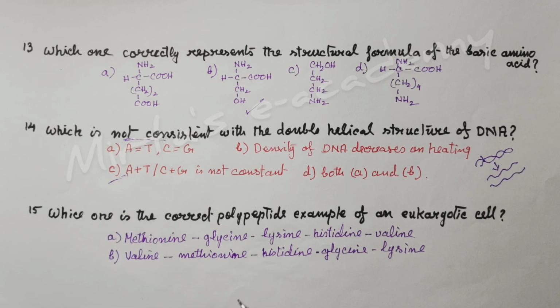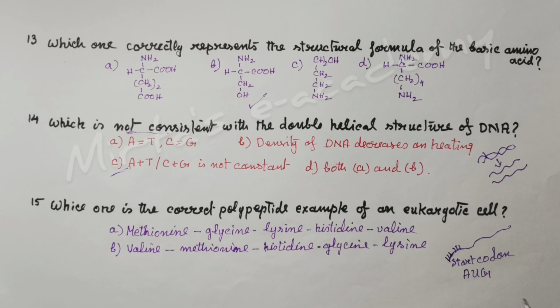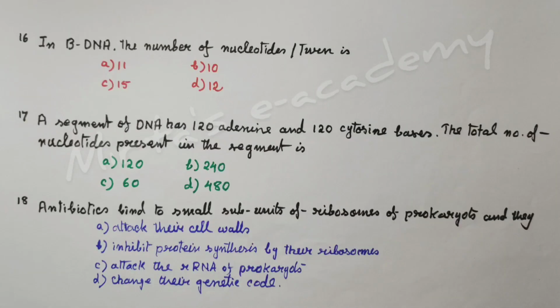Which one is the correct polypeptide example of an eukaryotic cell? A, U, G. This is the start codon. And this start codon always goes for methionine. The answer is A. That we have seen in the video of mRNA.